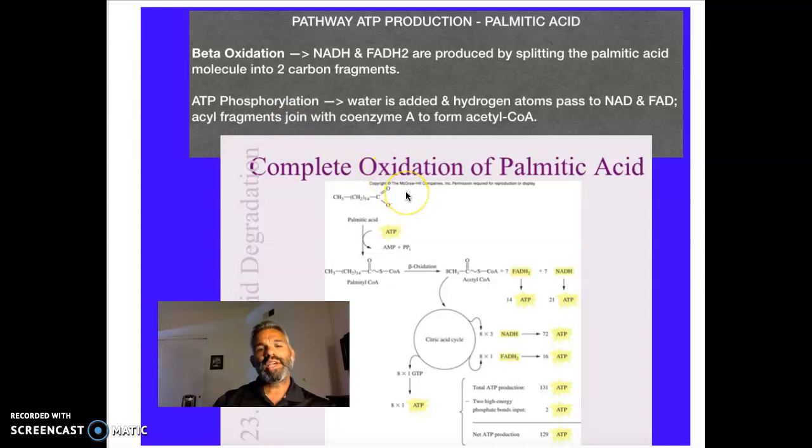phosphorylation. Here, water is added and hydrogen atoms pass to NAD and FAD. Acyl fragments join with coenzyme A to form acetyl CoA. So here we can see that process happening.